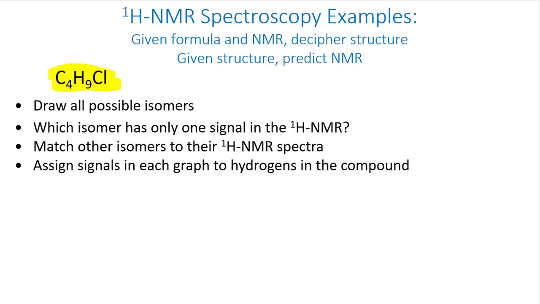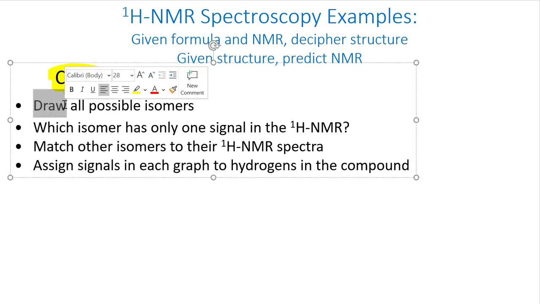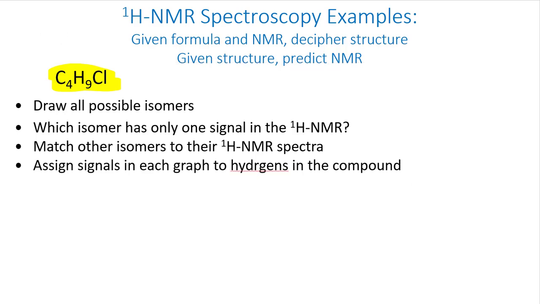produce. Now for this exercise, let's start by drawing all the possible isomers that have this particular molecular formula, and let's see if we can figure out which isomer has only one signal in the proton NMR. Take a few minutes and see what you can do.